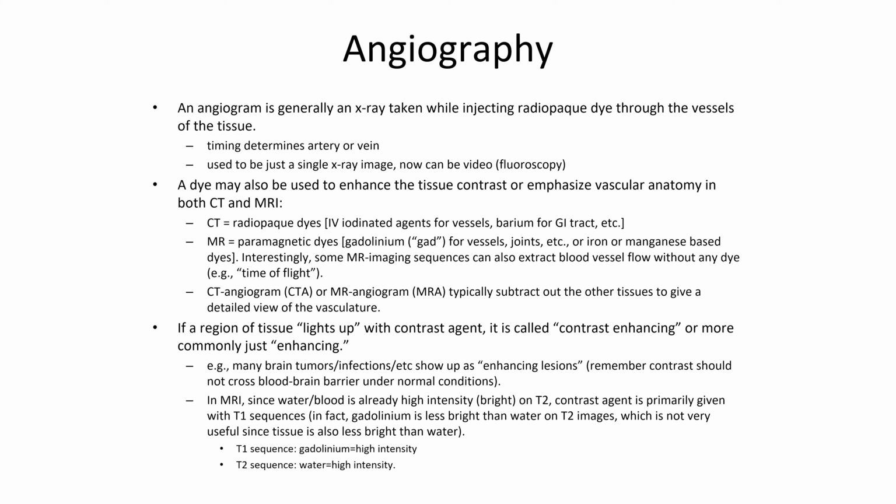But when it makes these sort of enhancing lesions that shouldn't be there in the brain, we know something is wrong. Now, with MRI, you can imagine that since T2 signals already show water and blood as bright, there's no point in putting a contrast agent into a T2 image. So almost always we use a T1 image with contrast. And that gadolinium with a T1 will show the vessels and any other enhancing lesions along with the normal T1 image tissue.